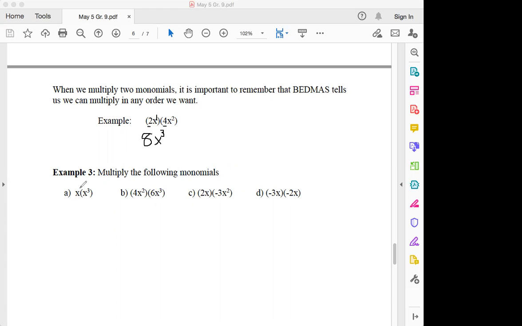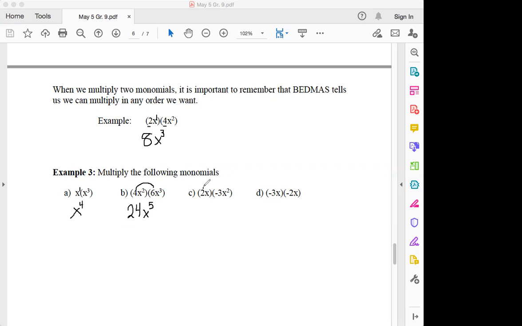Okay, so here we're multiplying. So you would do x times x cubed. Now there's no coefficients, so you just put your x, and then you're going to add your exponents. So you're going to do 1 plus 3, so x to the power of 4. Okay, so now you're going to do the same thing here. So coefficients, you're going to do 4 times 6, which is 24. You're going to put your variable, and you're going to add your exponent. So 2 plus 3 is 5, like so.